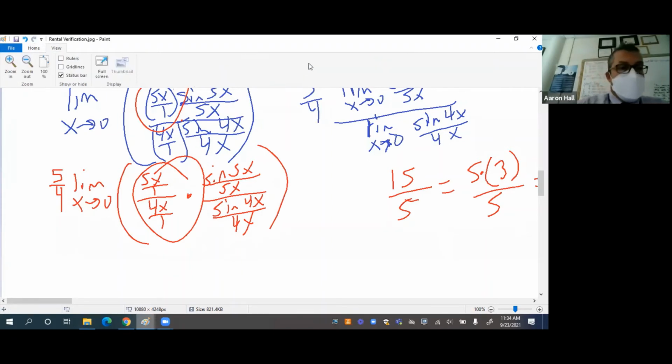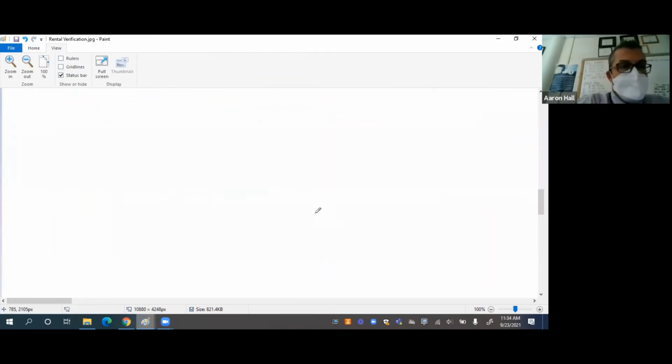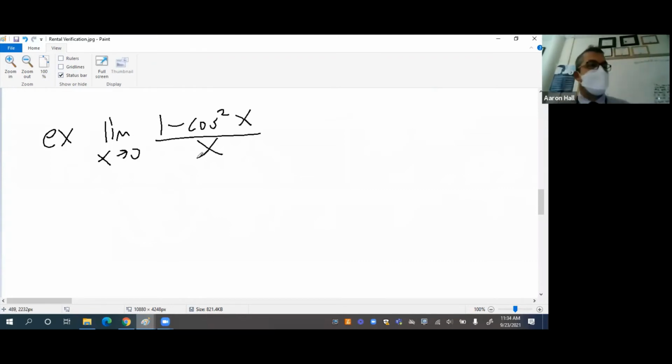So let's look at another one. What if I have something like this? This is another example. We have the limit as x approaches 0 of 1 minus cosine squared of x over x.